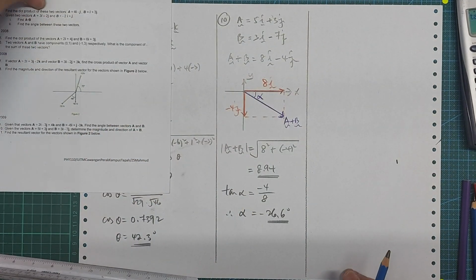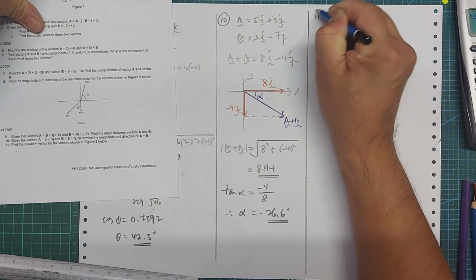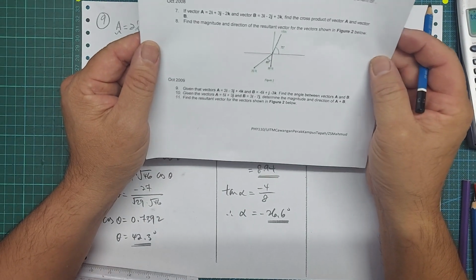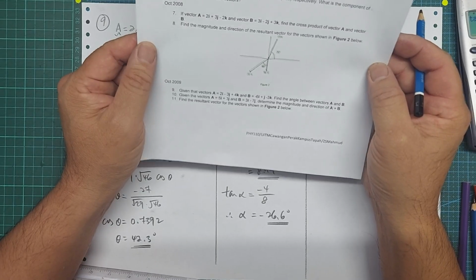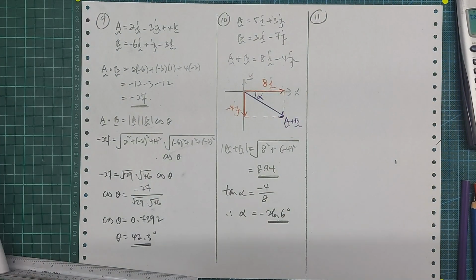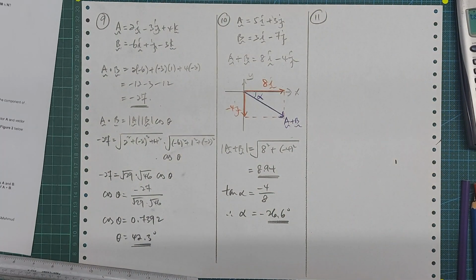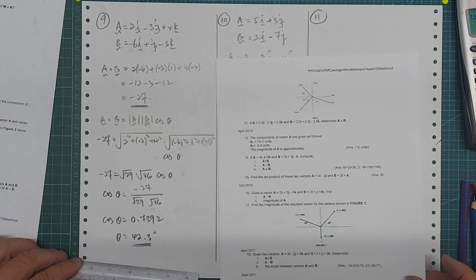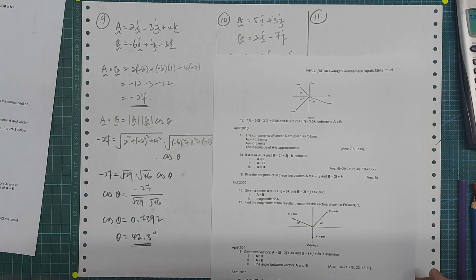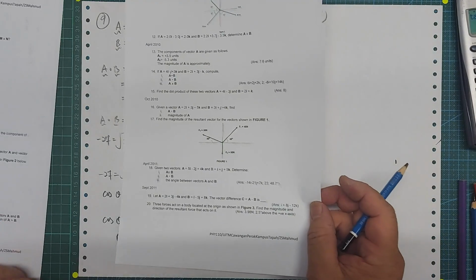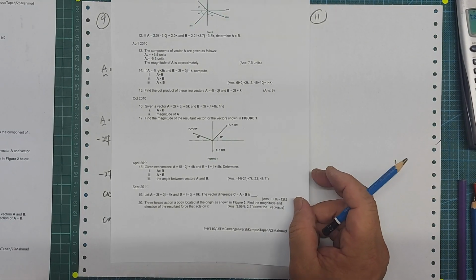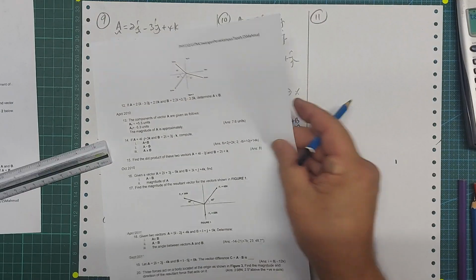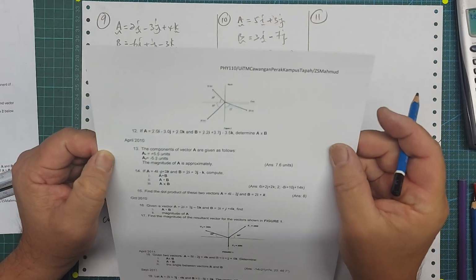Okay, next, 11. Question 11. Find the resultant vector for the vectors shown in figure 2 below. Where's figure 2? This. Okay. Find the resultant vector. So only find the resultant vector. Okay, let's look at that diagram. It's a bit small here.